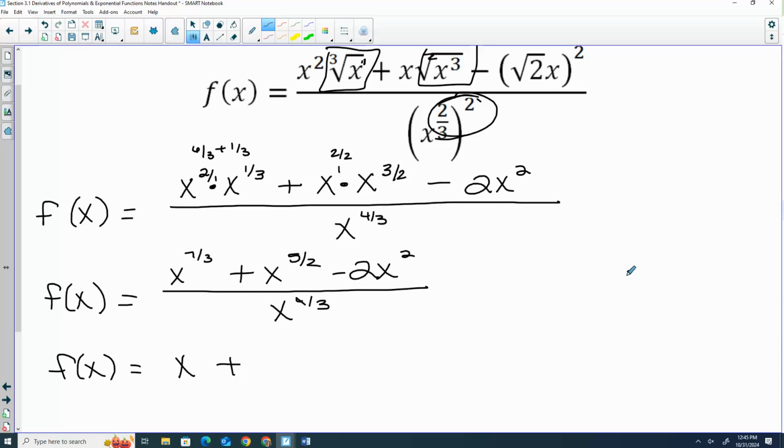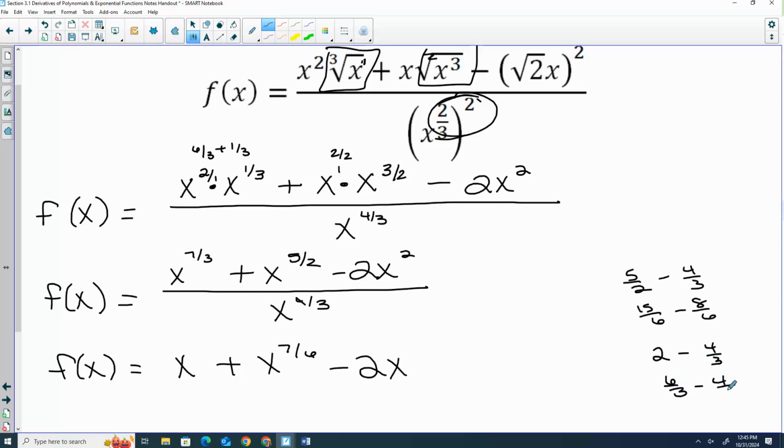Plus, okay, this one, I have to do 5/2 minus 4/3. Good fraction review. We need a common denominator if we don't have a calculator on a test. So this would be 15/6 minus 8/6. Okay, the next one we have 2 minus 4/3. So 2 is like 6/3 minus 4/3.